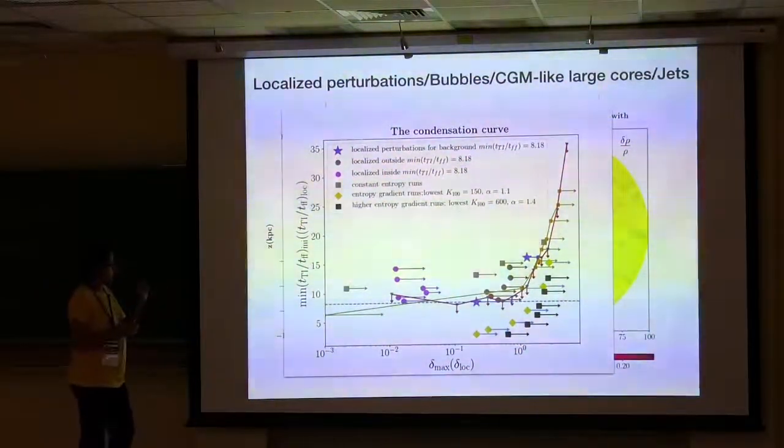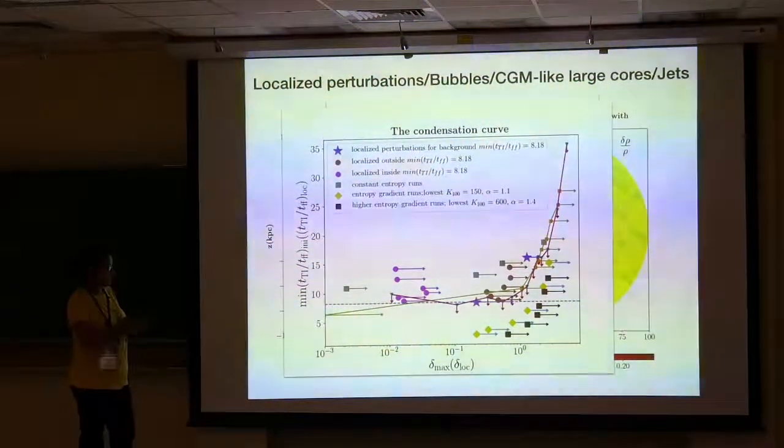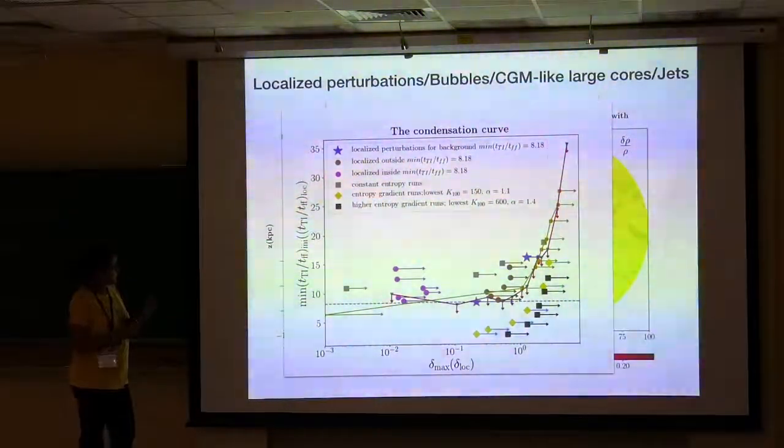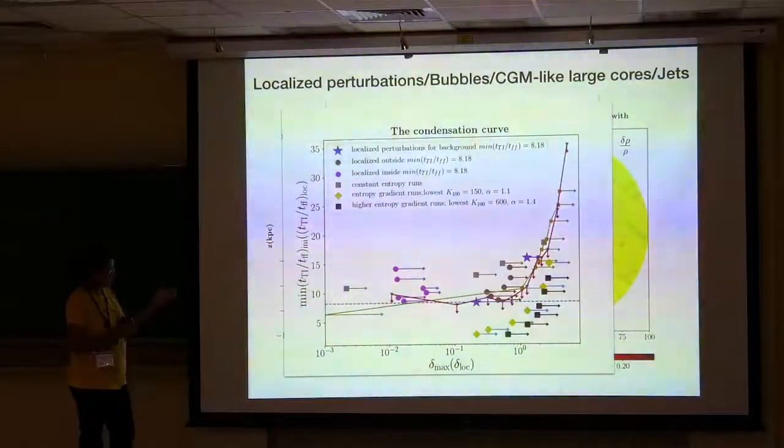There are these round points where the brown round points correspond to large density perturbations in the outskirts. The pink round points correspond to the large density perturbations in the central region, closer to the center. And we see that it's easier to get cold gas when the density perturbations are closer to the center, where entropy is really flat. So these are these pink points.